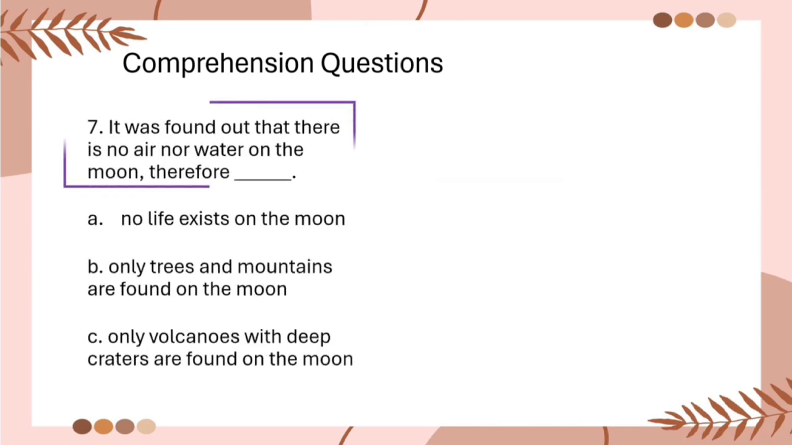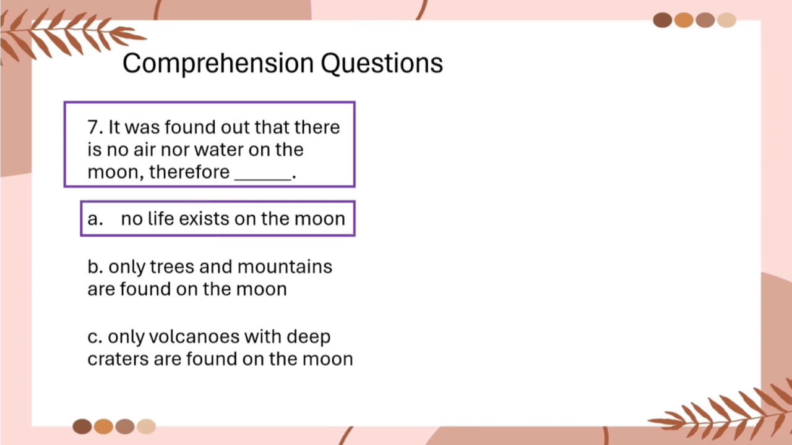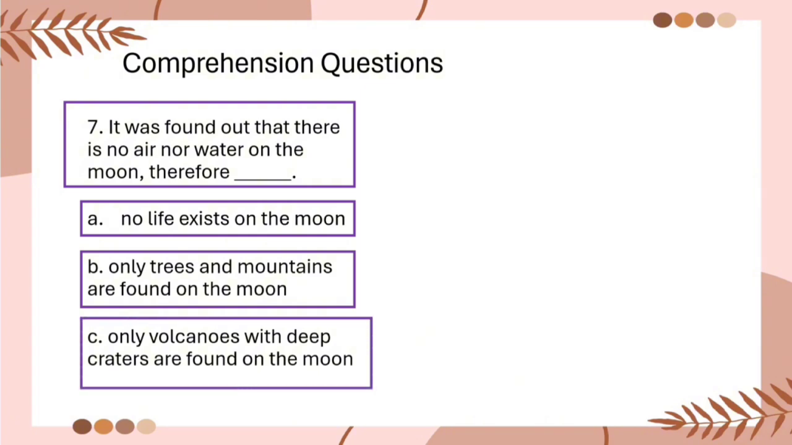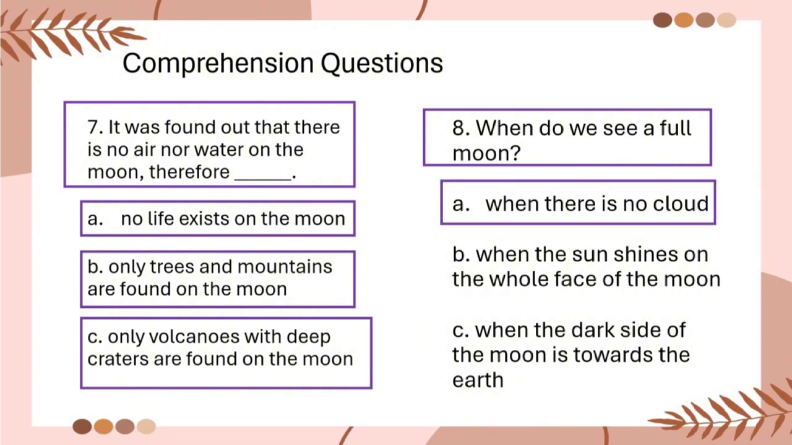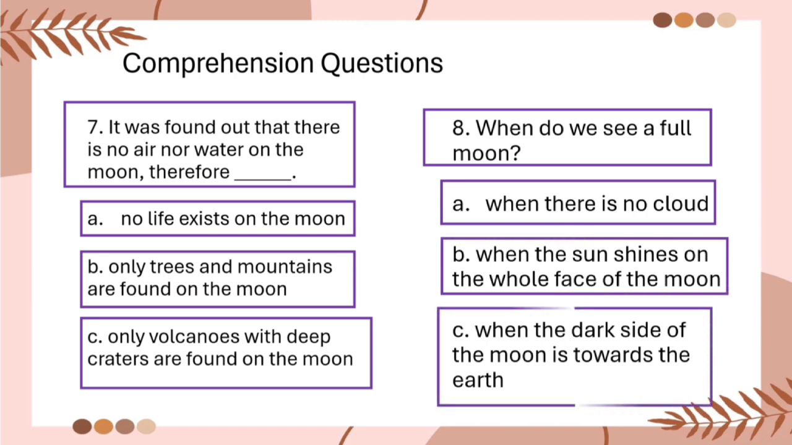7. It was found out that there is no air nor water on the moon, therefore blank. A. No life exists on the moon. B. Only trees and mountains are found on the moon. C. Only volcanoes with deep craters are found on the moon. 8. When do we see a full moon? A. When there is no cloud. B. When the sun shines on the whole face of the moon. C. When the dark side of the moon is towards the Earth.